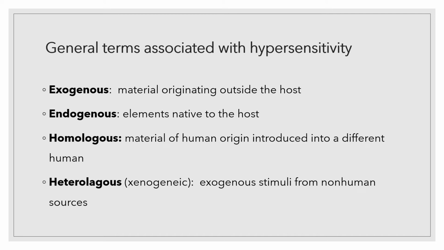So there's some general terms associated with hypersensitivity you're going to want to know. Exogenous refers to antigenic material originating outside of the host, and this would be things like dust or pollen. Endogenous are antigenic elements native to the host, and that would be the case in someone that has an autoimmune disease or disorder. We've got homologous, which is material of a human origin introduced into a different human, and that would be something like a blood product given to another person or tissue transplanted into another individual. And we have heterologous, which is exogenous material or exogenous stimuli from non-human sources. Again, that's something external like pollen or dust.